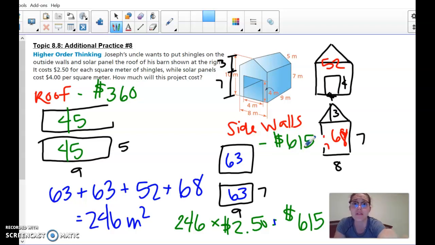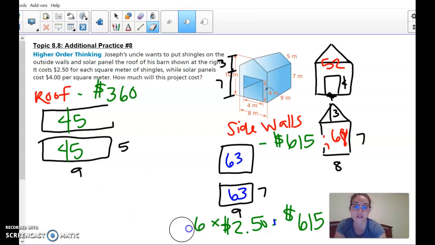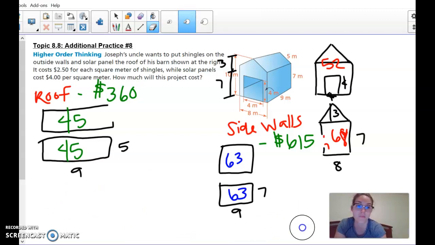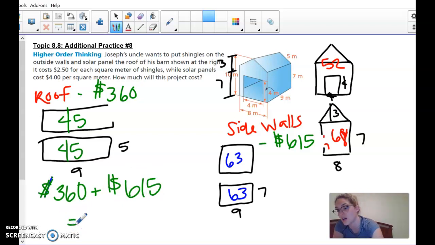And lastly, I believe it says how much does he spend in total on the project. So if we're looking at a total, that means that I need to actually find how much he spends together. He spends $360 on the roof plus 615 on the sidewalls, and that's going to equal $975 in total.